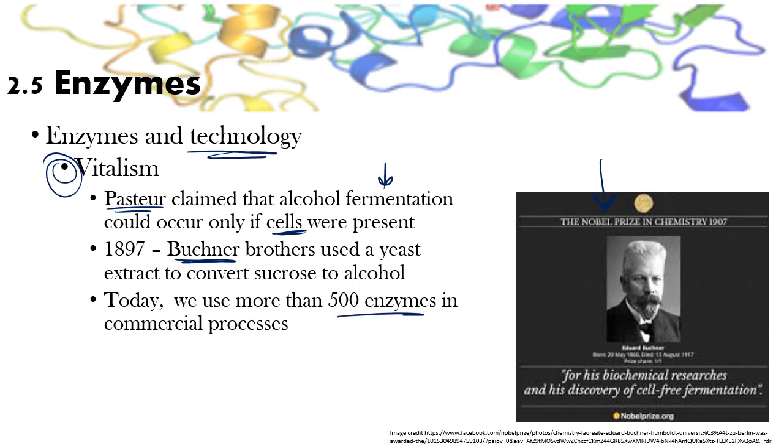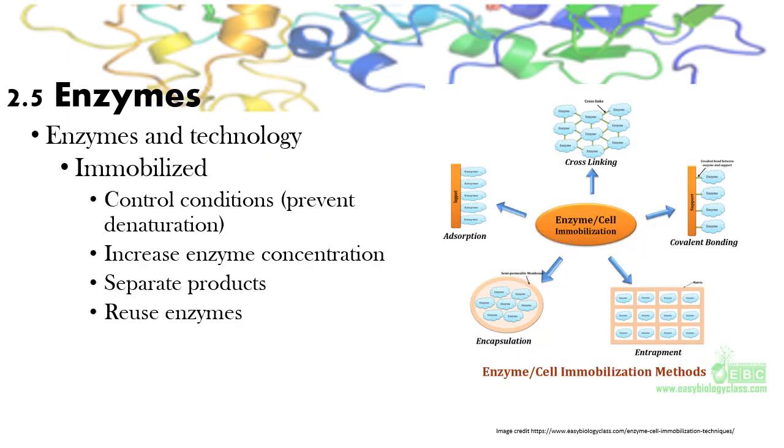Today we use more than 500 enzymes without any cells in lots and lots of commercial processes. We will often immobilize these enzymes that we use in technology for quite a few really important, wonderful reasons. One is that we can control the conditions that those enzymes are in. We can prevent their denaturation. We can keep them just the right temperature. We can control the rate of reaction by controlling those conditions. We can also greatly increase the concentration of the enzymes by mashing them all together, by immobilizing or gluing them onto some surface.